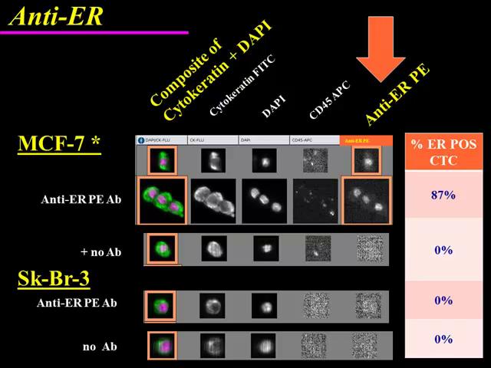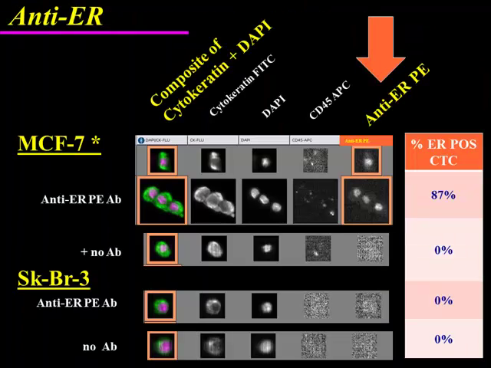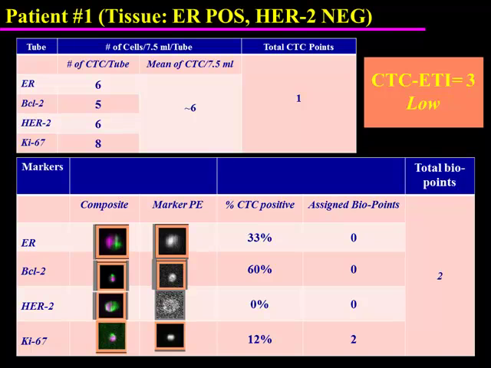This is for anti-ER, and what you can see is that the MCF7 cells are positive, and that's nuclear staining, just as we'd expect, and the SKBR3 cells are negative. So these are real patients. We've run a pilot study of about 50 patients now looking at ER, BCL2, HER2, and Ki67.